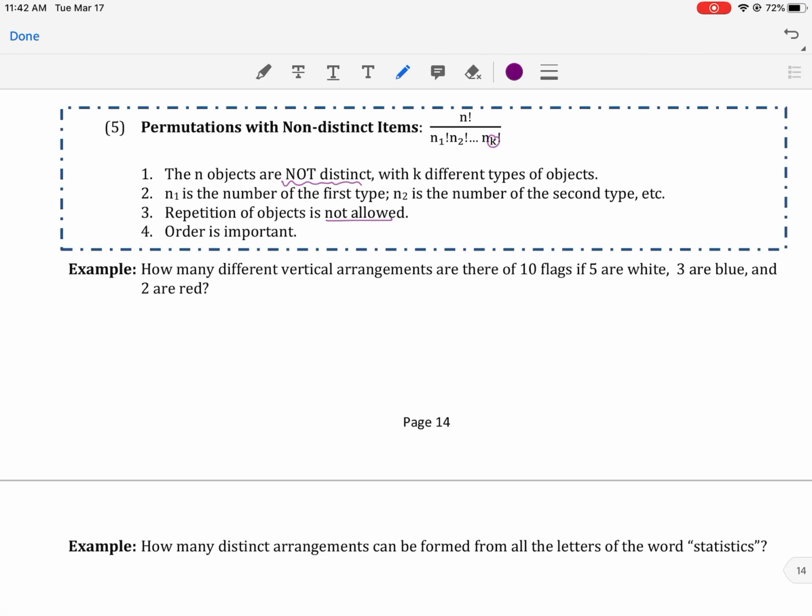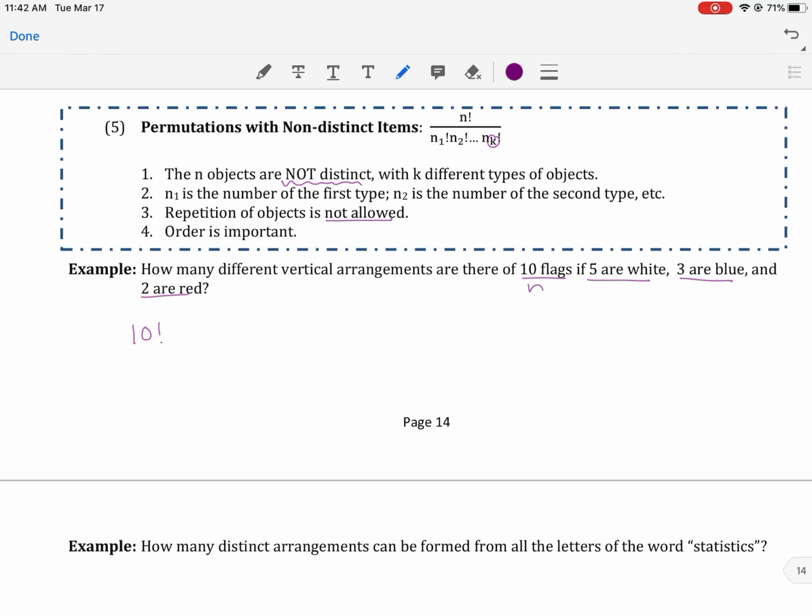And order is important. So if we're talking about how many different vertical flag arrangements there are of 10 flags, if 5 are white, 3 are blue, and 2 are red. So the total number of objects here is that 10. If you look at the formula above, we're going to do 10 factorial on the top.